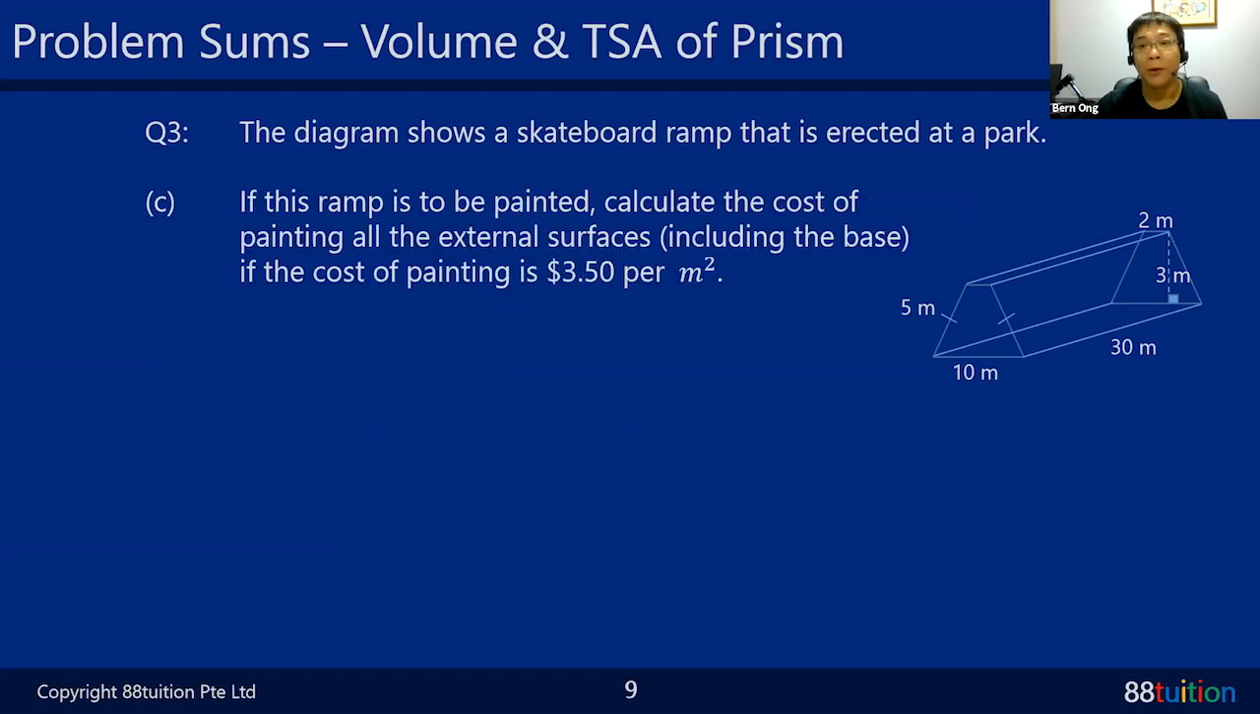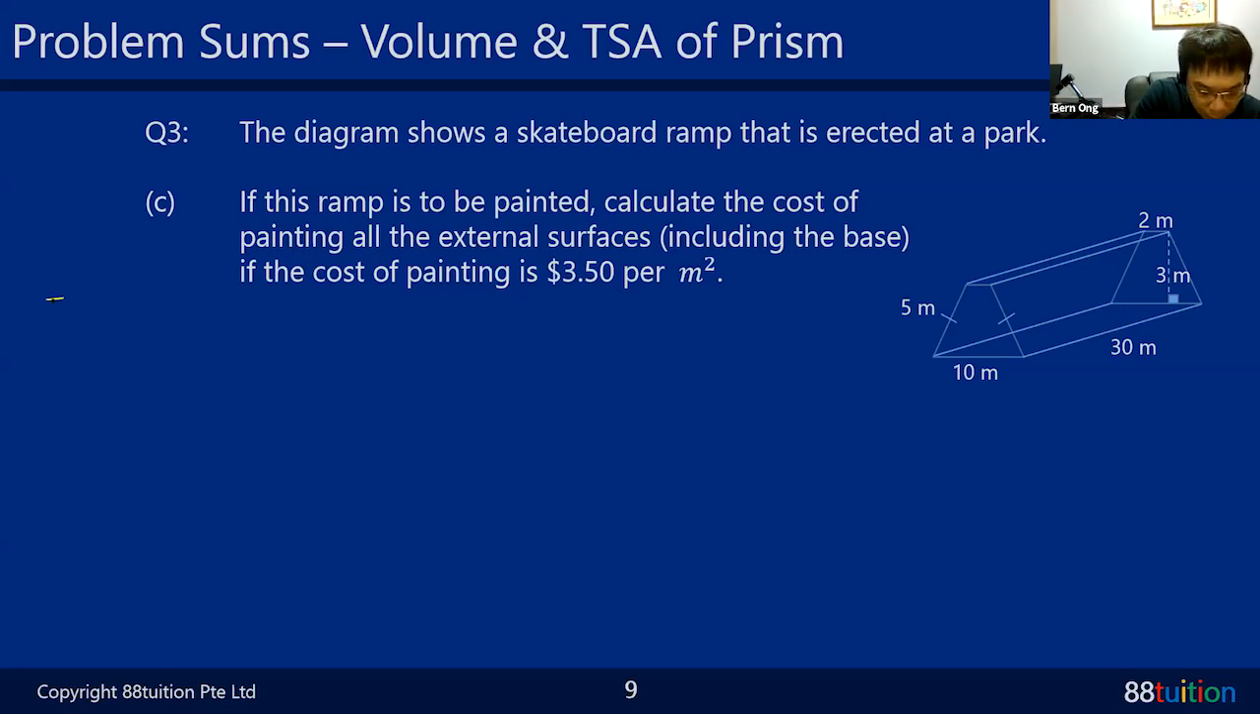All right. If this ramp is to be painted, calculate the cost of painting all the external surface, including the base, if the cost of painting is $3.50 per meter squared. So this is asking you to find what? To find the place that you can touch. The place that you can touch for this ramp, which is what? Total surface area. All right. Total surface area.